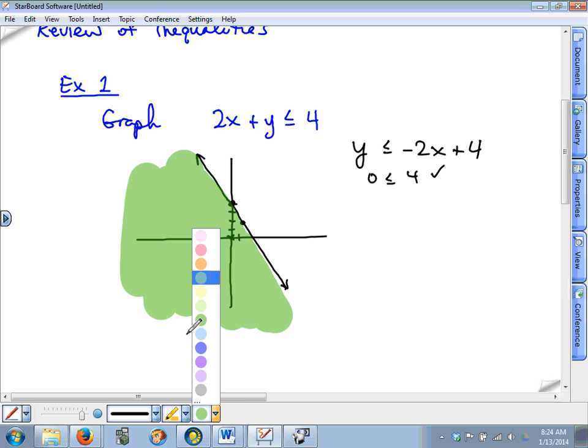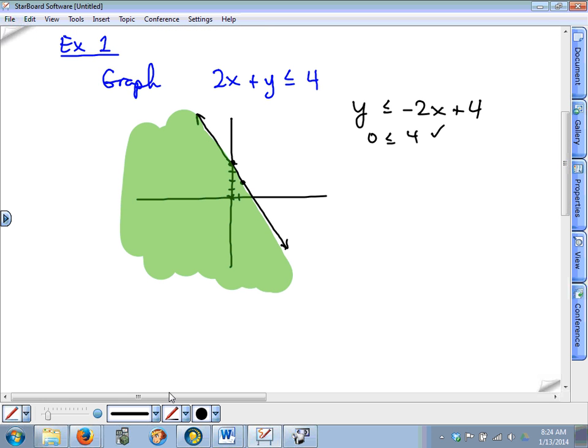If your graph happens to pass through 0, 0, you can't use 0, 0, so what would be another convenient test point? 1, 1, or 0, 1, or 1, 0. You can choose anything as a test point, but normally 0, 0 is the easiest, unless the graph passes through it. Let's try another one.